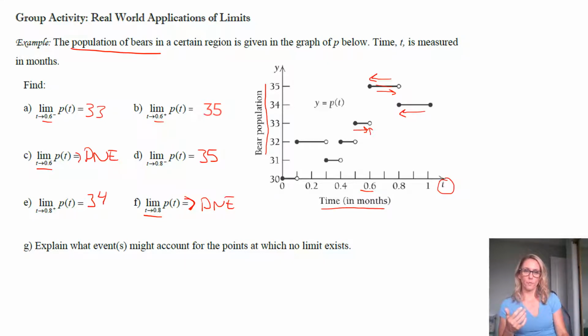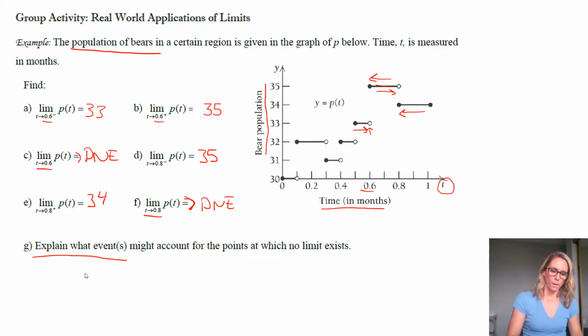But when it asks explain what events, we just want to think about the fact that if we're talking about the population of bears and the population of bears is going up and down, it's because sometimes bears are born and sometimes bears die, but you can't have a part of a bear. And so if you're talking about such a discrete number of bears here, just from 30 to 35, we have to jump, right? Because we're not going to be talking about a part of a bear. So there's either 31 bears or there's 32 or there's 35.